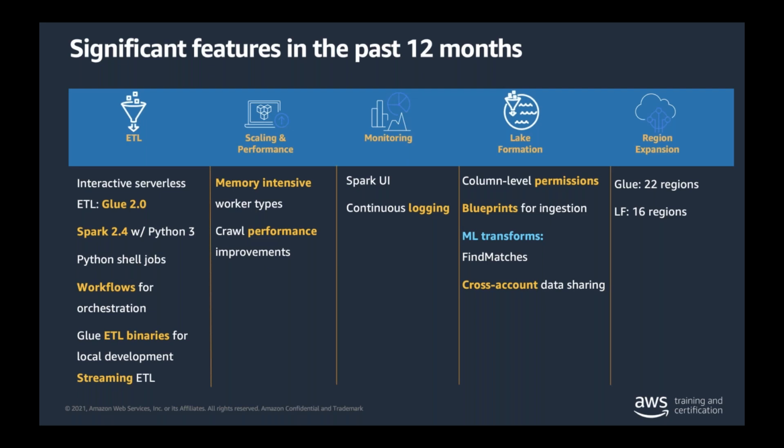We have not only launched several significant features such as workflows, blueprints, ML transforms, data sharing, and streaming capabilities, but we have also improved many other areas for better performance, such as Glue 2.0, Spark jobs, better monitoring capabilities with Spark UI and continuous logging, as well as Glue availability itself. We have shipped that into more regions globally now.